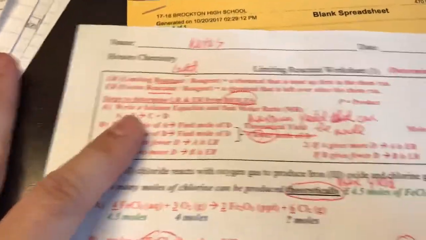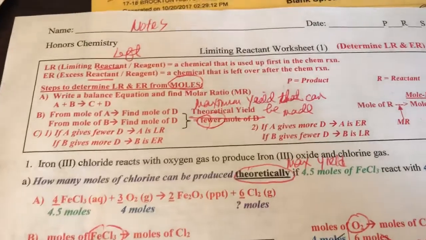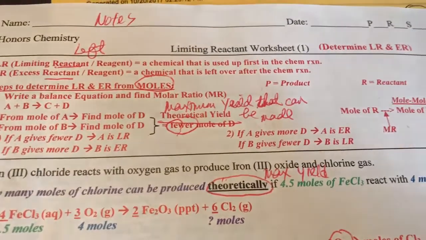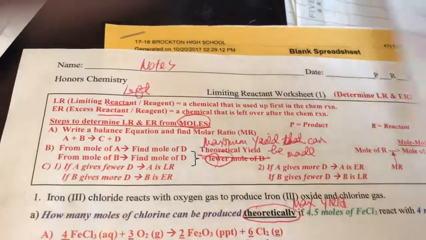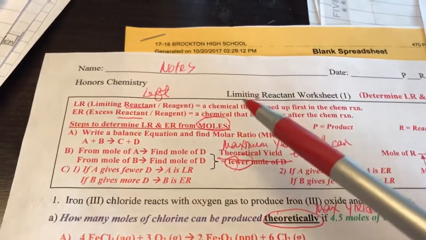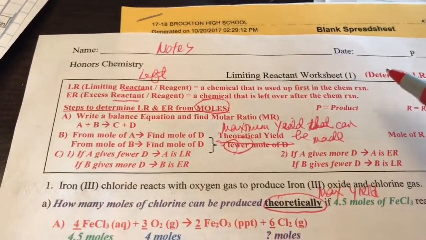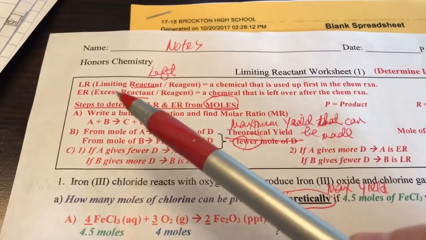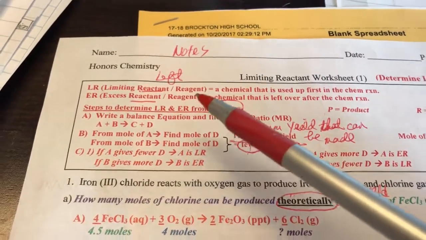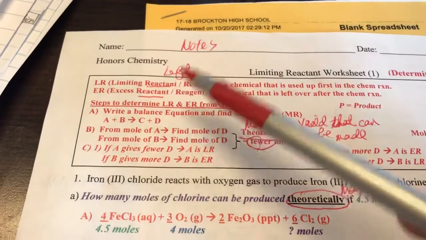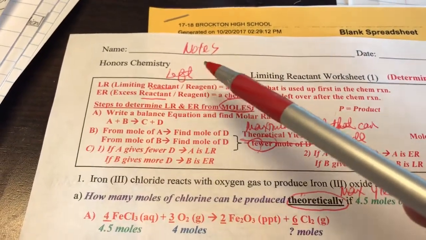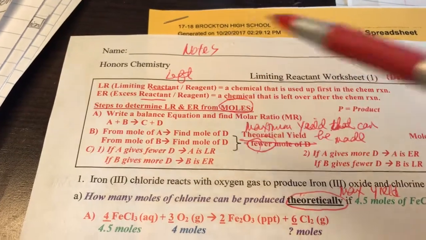So now we can go back to the worksheet, limiting reactant worksheet 1. Number 1 is determine the LR and ER. As we said before, the LR, or limiting reactant, is the one that is going to be used up first in the reaction, and the ER, or excess reactant, is the one left over after the reaction. They are both called reactants. That means they should be on the left-hand side of the equation.